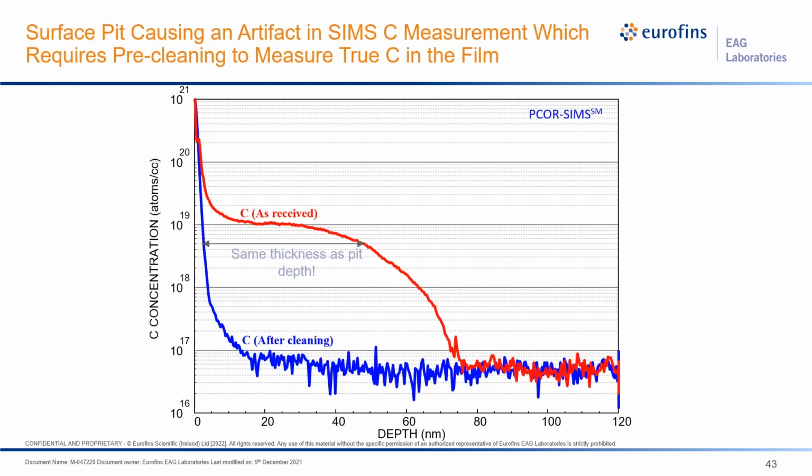And what we do is we basically do a cleaning of these pits so we can get a correct profile of the carbon even in the top 20 or 30 or 40 nanometers in these HEMT structures. And if you would not do that, you would have these long carbon tails coming from the surface. That's usually proportional to the depth of the pit.